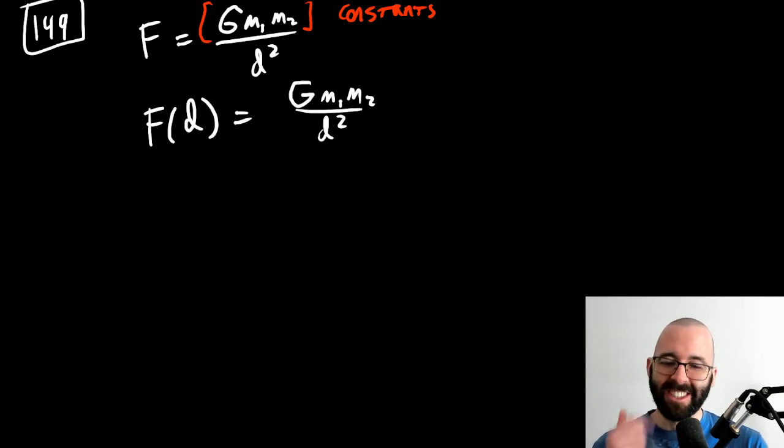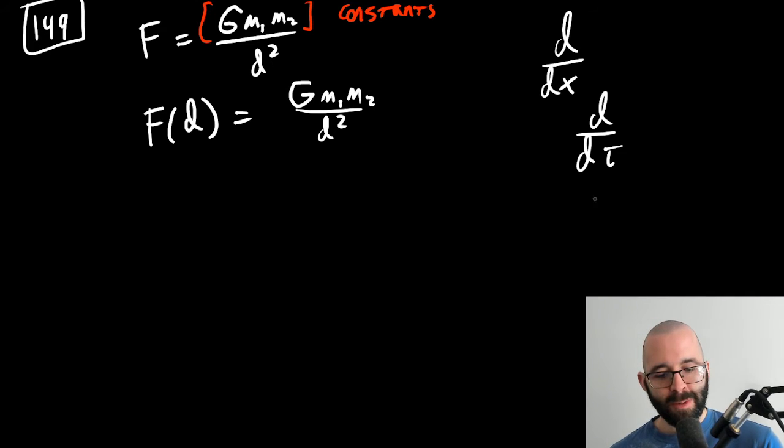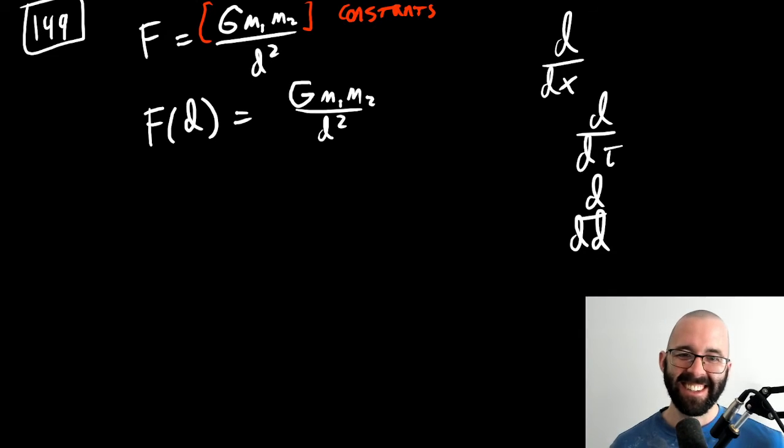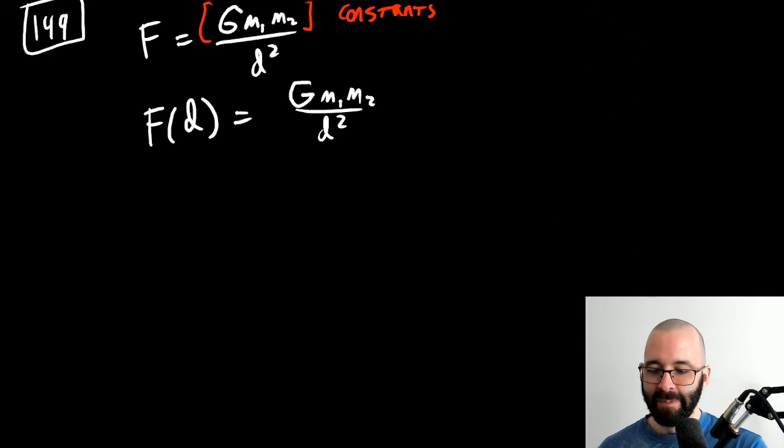This is a little unfortunate because this is a side comment. Normally when we take the derivative, we write it as d/dx, the derivative with respect to x. If we wanted to take the derivative with respect to some other variable, like this would be the derivative with respect to time. Well, if we want to find the derivative with respect to distance, we'd write d over dd, which just doesn't look nice. We'll write f prime of d.